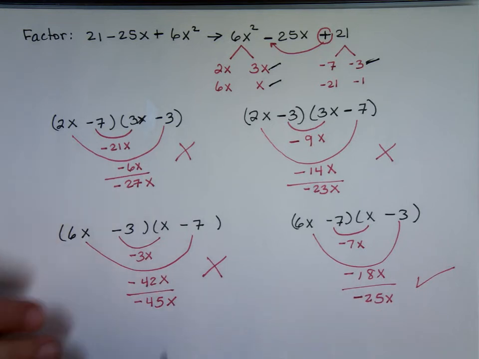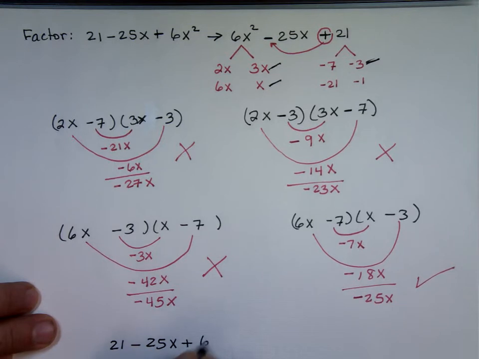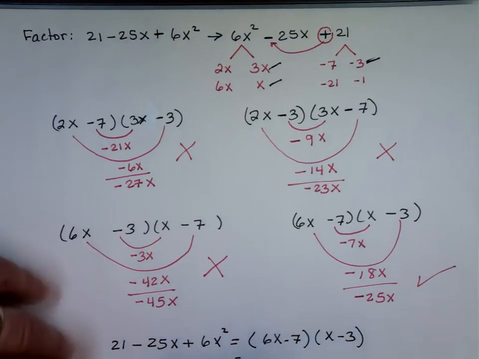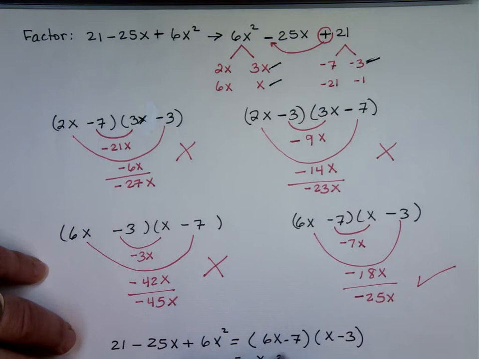So when you factor 6x squared minus 25x plus 21, your answer is going to be 6x minus 7 times x minus 3. Or you can write the x minus 3 first times 6x minus 7.